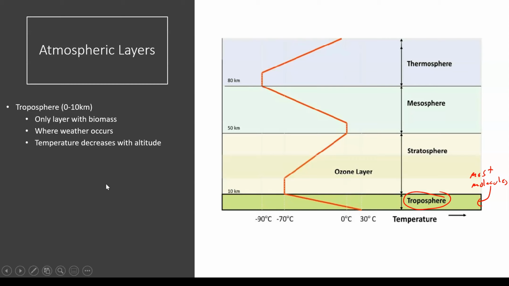All right. And the temperature profile, that's this red line you guys are seeing on this graph. As we increase altitude in the troposphere, the temperature decreases, which helps explain why it's so much colder at higher altitudes.